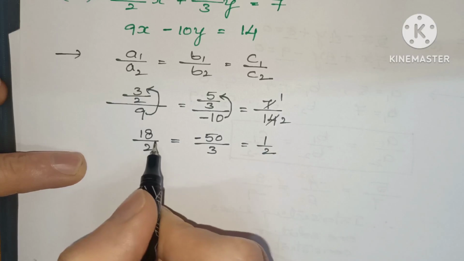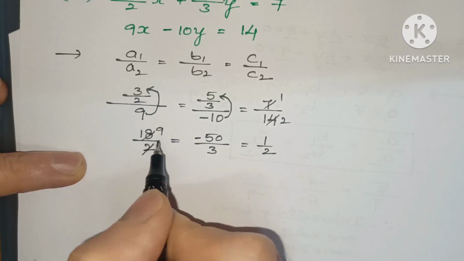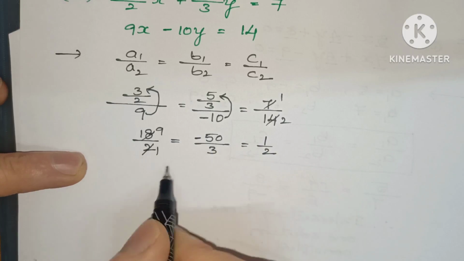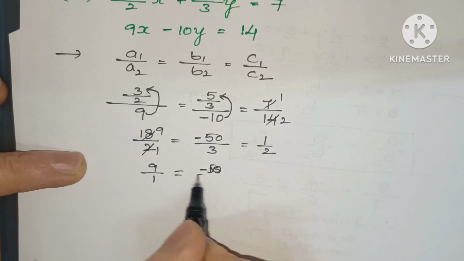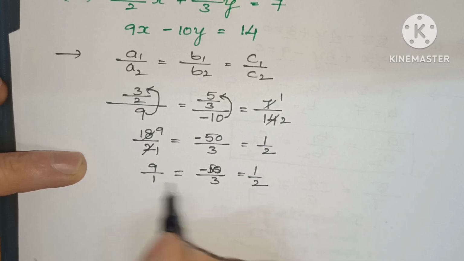Now here we can bring it into simplest form. 2 ones are 2, 2 nines are 18. Now here it is not possible. So 9 by 1 is equal to minus 50 by 3 is equal to 1 by 2, which is not equal.